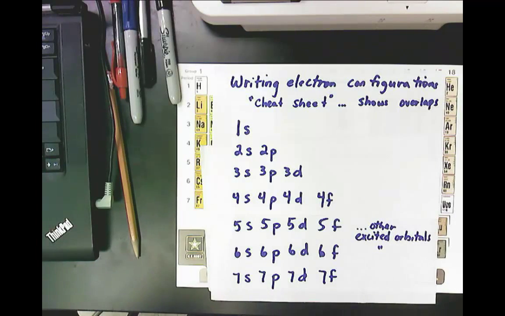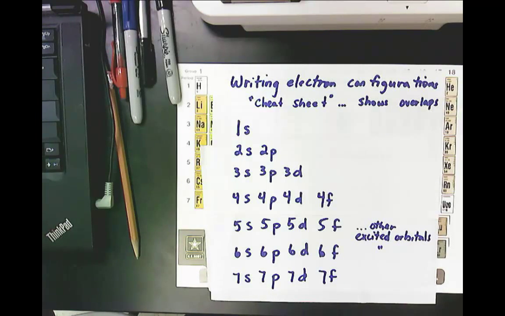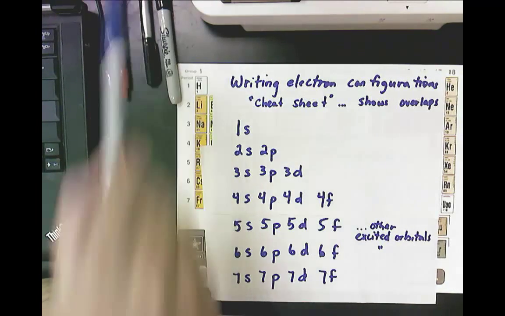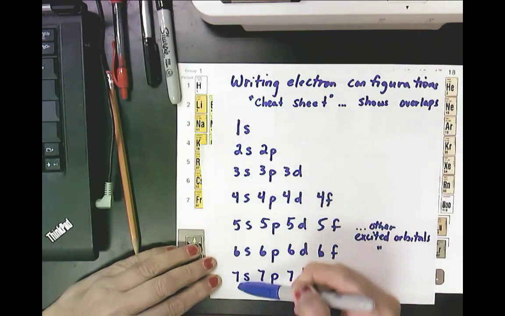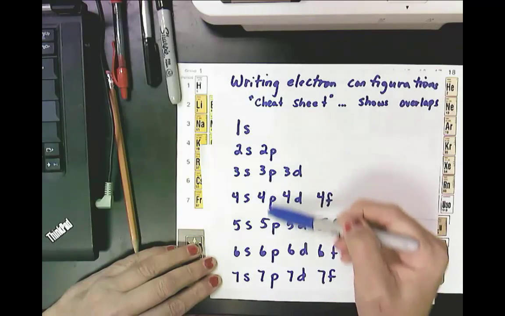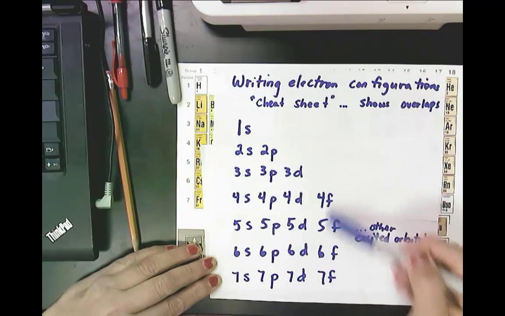I'm going to show you how to write the electron configurations, or the address of the elements. But before I do that, let's look at this little cheat sheet that shows where overlaps happen in these orbitals because of the idea of energy and stability. Notice I have all these numbers written out here: all the s's from period 1 to period 7, all the p's, all the d's, all the f's.